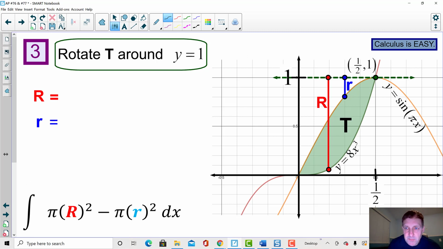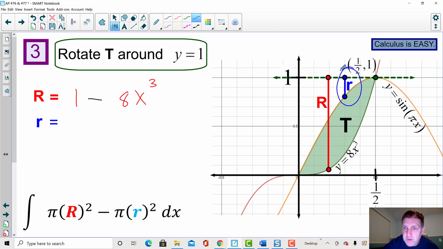All right, here's number 3. We're going to take the green shaded region T. We're going to rotate it around y equals 1. The big radius is this distance here. So we need to do top minus the bottom. The top is 1, then we do minus, and the bottom is going to be 8x to the third.